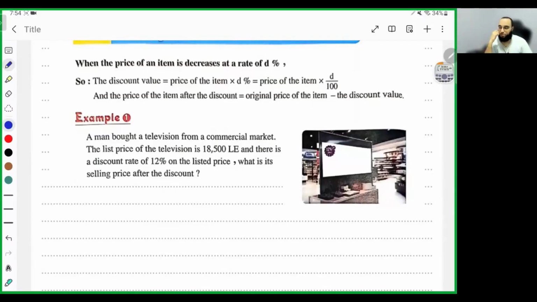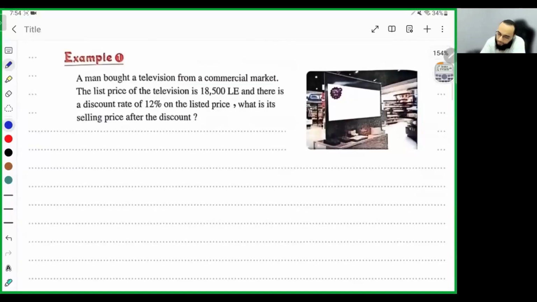These are the questions that we're going to study today. What's the price after the discount? What's the discount percentage? And what's the price before the discount? Let's look at the first example. A man bought a television from a commercial market, and the list price of the television is 18,500 pounds. And there is a discount rate of 12% on the listed price. What's the selling price after the discount?